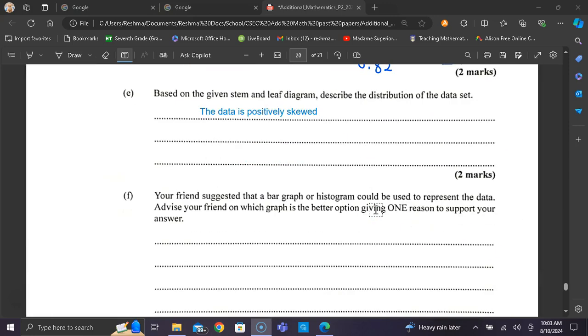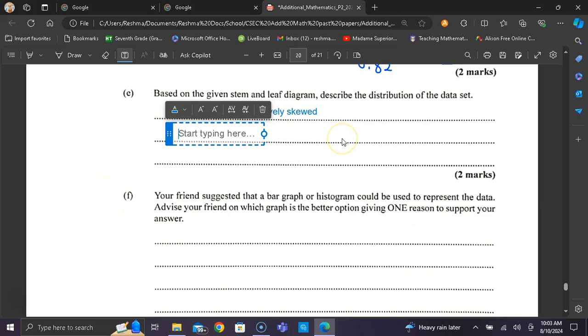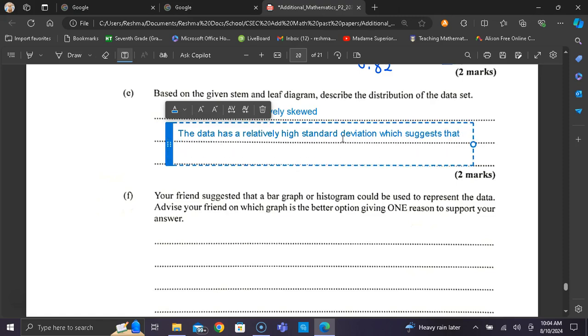So therefore, another point that we can state here is that the data has a relatively high standard deviation, which suggests that there is a large spread of values from the mean.